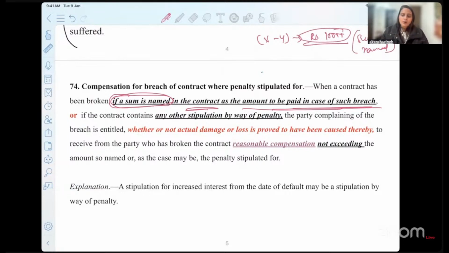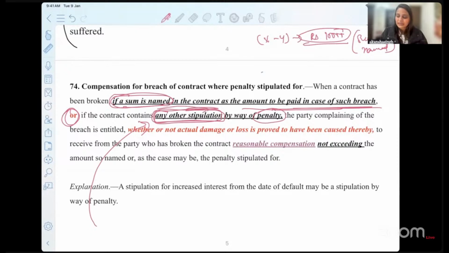Or if the contract contains any other stipulation, it can be anything. And this is where we are going to fit one very important concept. But do you see the difference? A sum is named in the contract versus any other stipulation by way of penalty. So penalty can be by way of a sum named, but it can also be by way of other things as well.